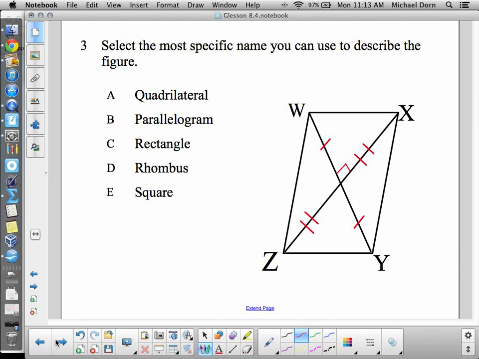Here we go. The diagonals, do they bisect each other? Yes, so it is a parallelogram. Are diagonals indicated to be congruent? No, in fact, they're indicated to be different, aren't they? So it is not a rectangle, which means it cannot be a square. The question is, is it just a parallelogram or is it a rhombus? It's a rhombus because the diagonals are perpendicular.